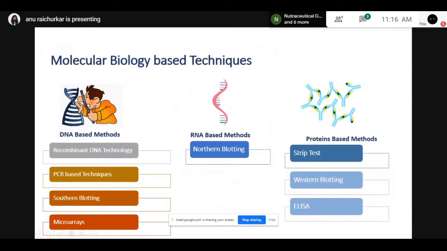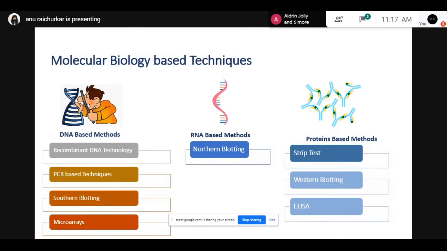Now that we've seen the basic principles of molecular biology, what are the various techniques that are developed on the basis of these molecules? Broadly, we can categorize it into DNA-based methods, RNA-based methods, and protein-based methods. There are four techniques under the DNA-based methods, the first being recombinant DNA technology. Where exactly is it used? It is used most commonly in creation of GM crops.